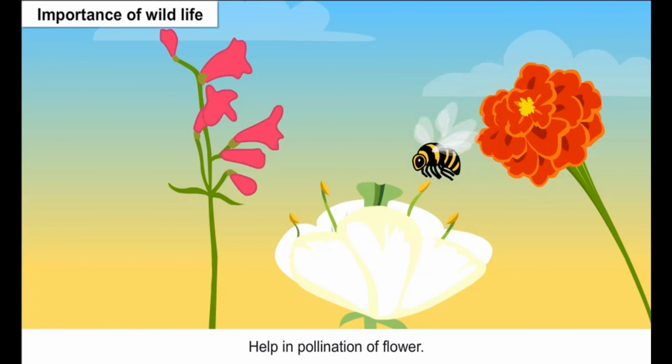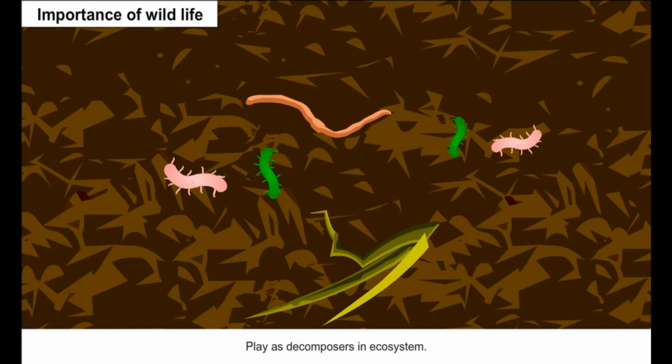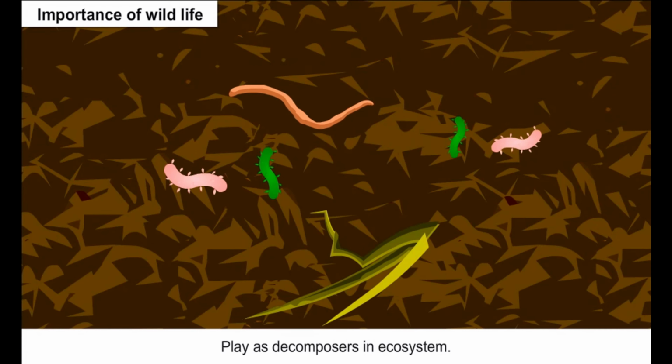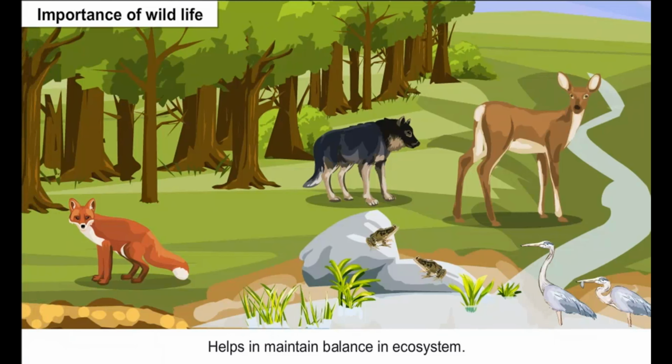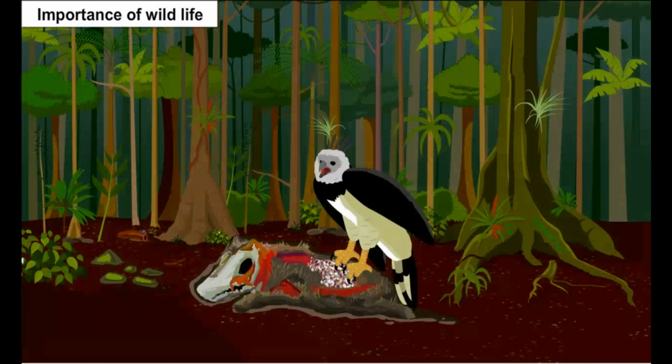They help in pollination of flowers, example, bee. They act as decomposers in the ecosystem. They help in maintaining balance in the ecosystem. Example, vulture is a scavenger and hence feeds on dead livestock to keep the environment clean.